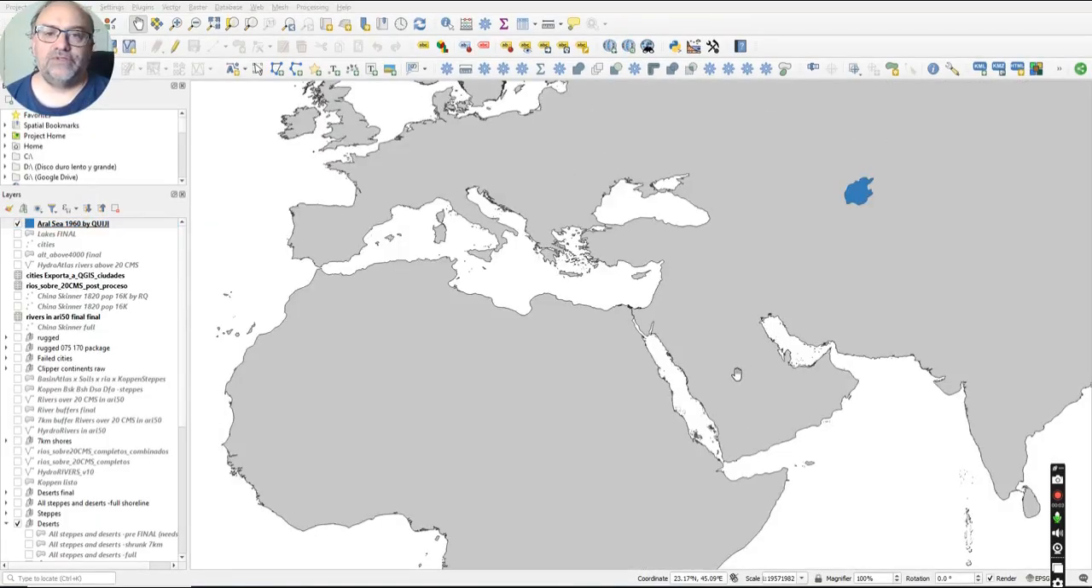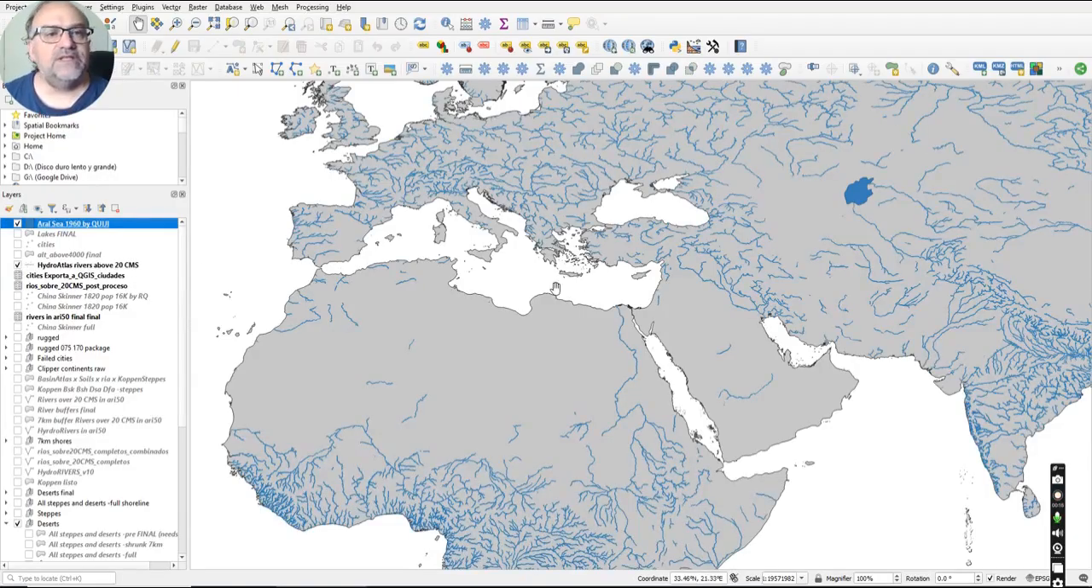And when it comes to transportation costs, of course we know rivers play a big role. Transport is much cheaper over water than over land. So one of the things I got from the Hydro Atlas are rivers, and I have selected here what I think are the most relevant rivers. I have taken a threshold of 20 cubic meters per second of flowing water.